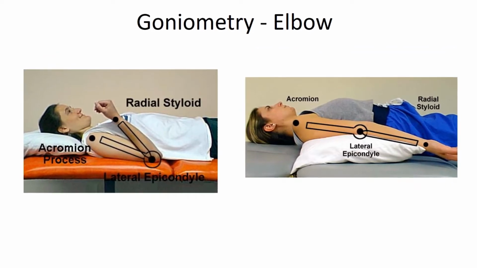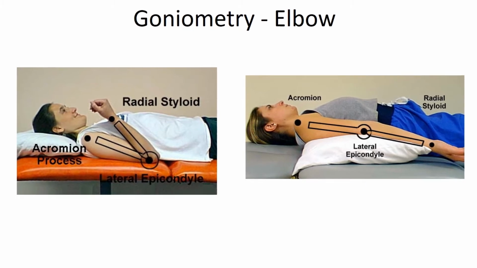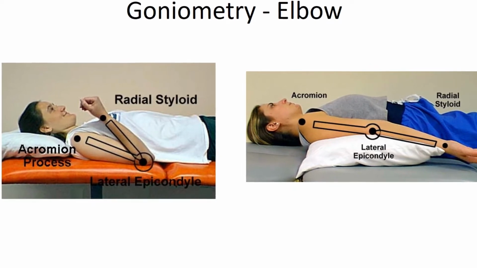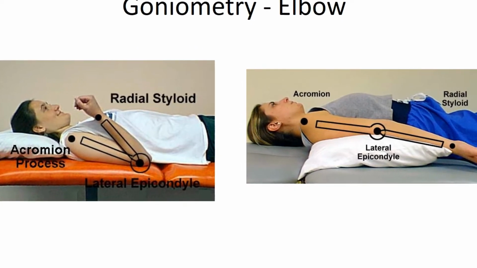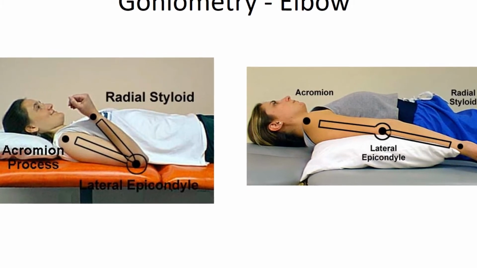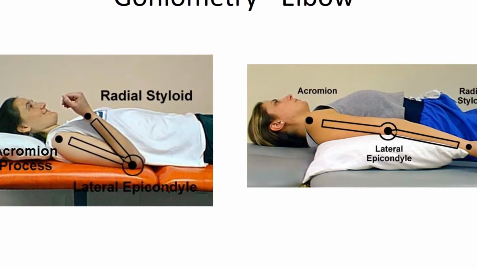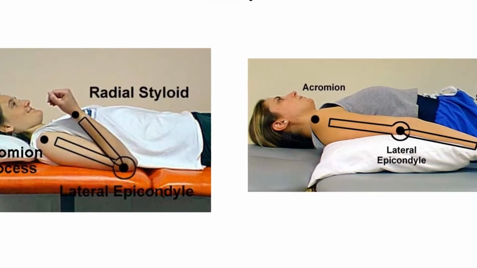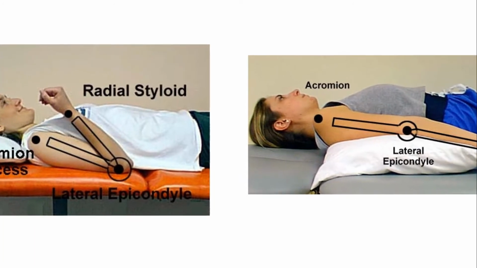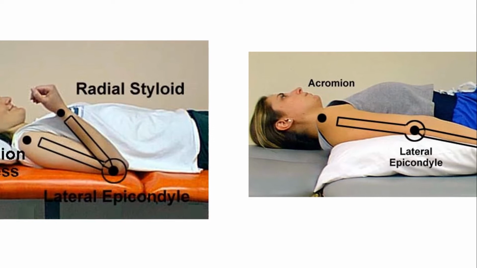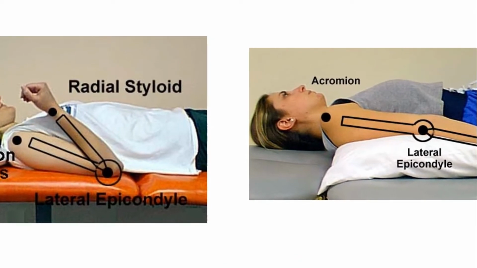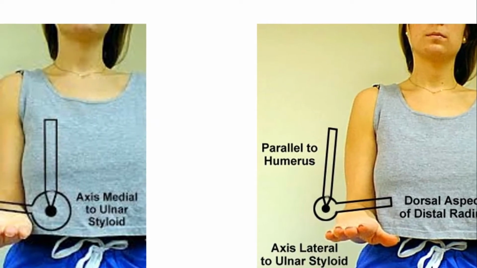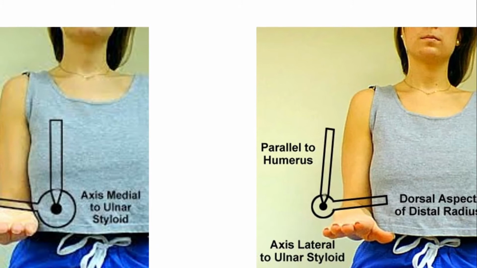To measure range of motion of elbow flexion, the goniometer alignments are: central fulcrum of the goniometer over the lateral epicondyle of the humerus, and align the proximal arm with the lateral midline of the humerus using the center of the acromial process for reference. Align the distal arm with the lateral midline of the radius using the radial head and radial styloid process for reference.